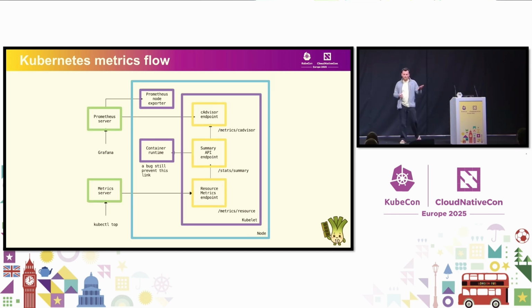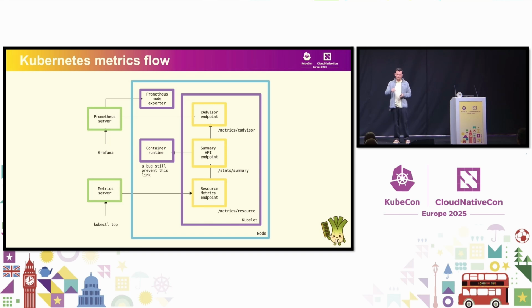On the left side, you have these green boxes. Those are just services that might be running as part of your cluster or outside, but this is just what we are fetching for Grafana or kubectl top. And you have this big blue box, which is the abstraction of your nodes. On this node, you have a bunch of processes running. Those are the purple boxes.